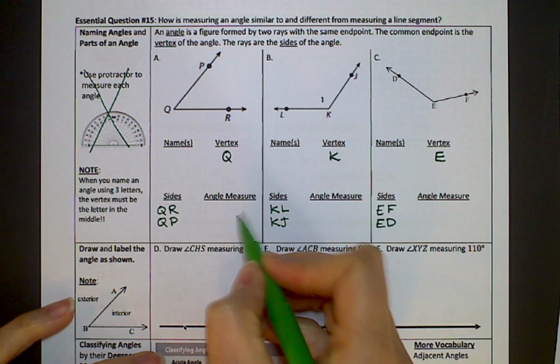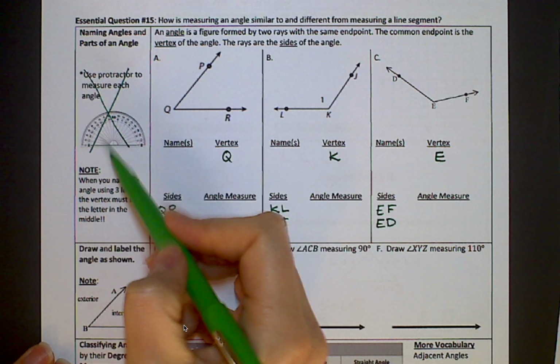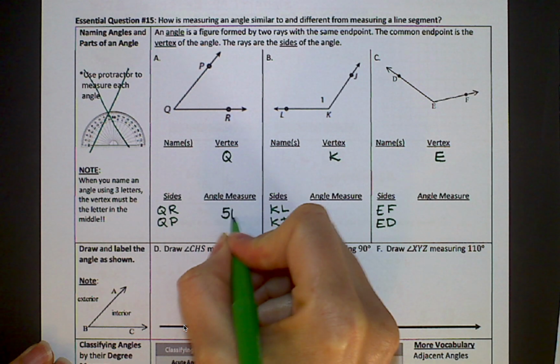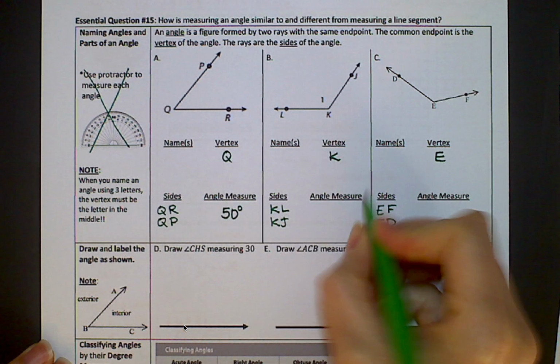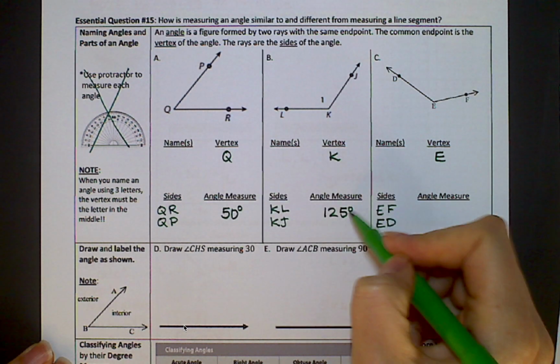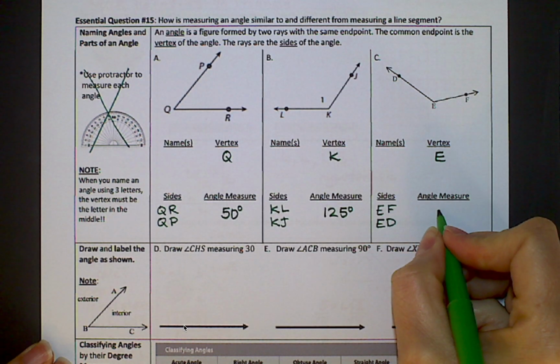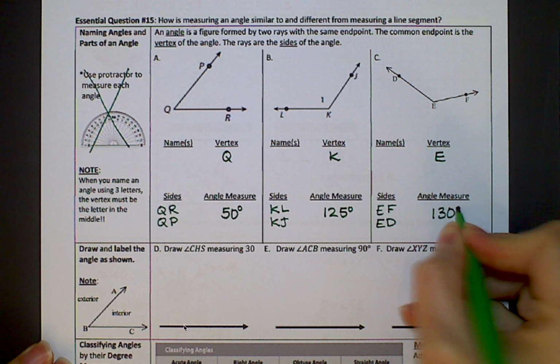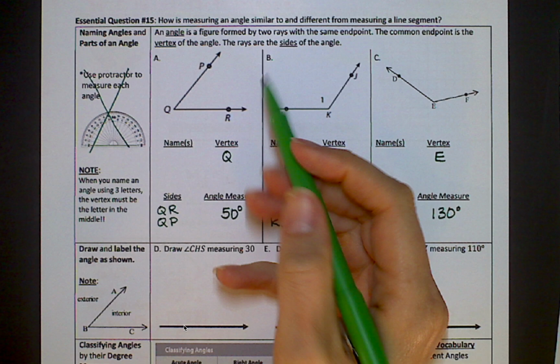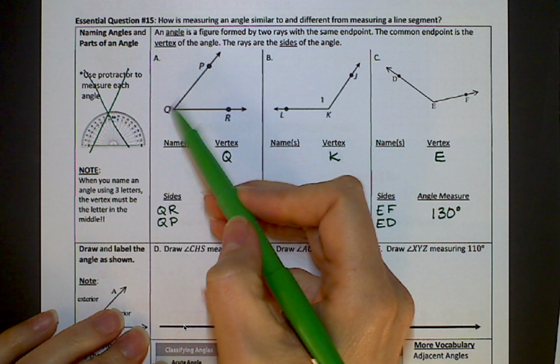The angle measurement, again, that would be part of our protractor. So I'm going to give them to you, but just realize that you would have to use a protractor to figure this out. So this is about 50 degrees, this is about 125 degrees, and this is about 130 degrees, okay? Now, to name our angle, this is the most important, is you name it several ways, okay?